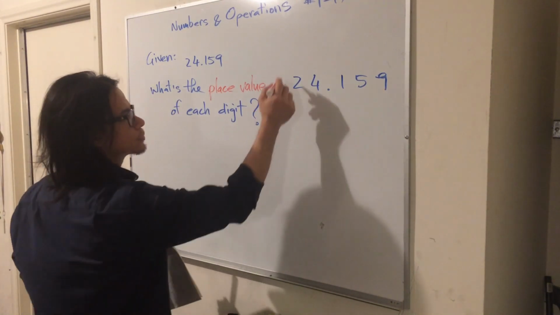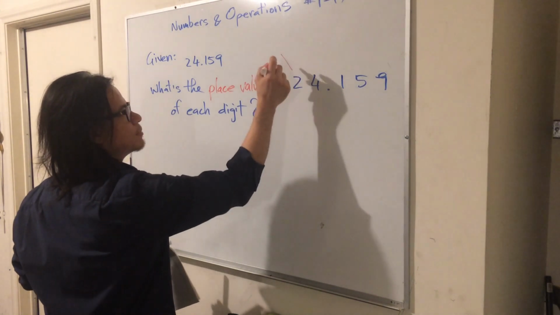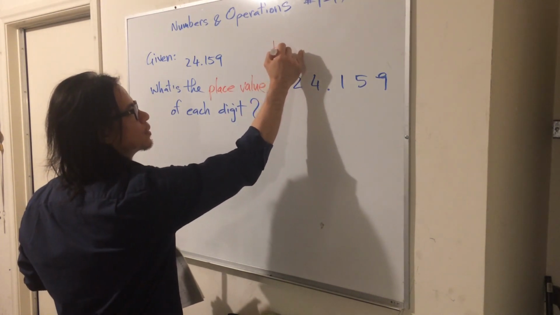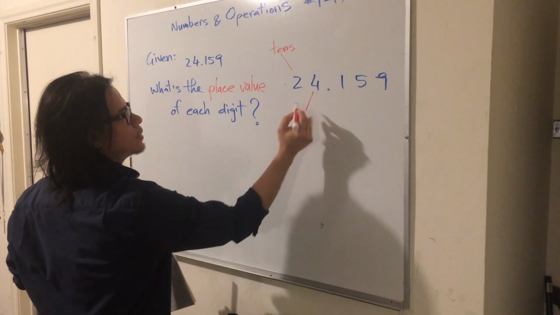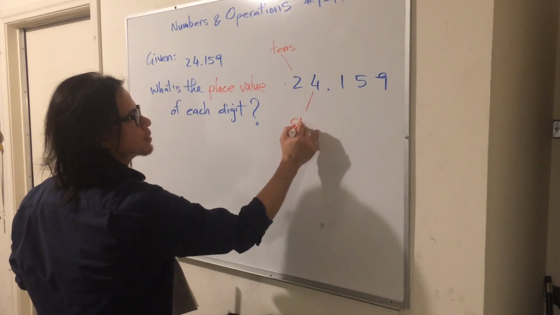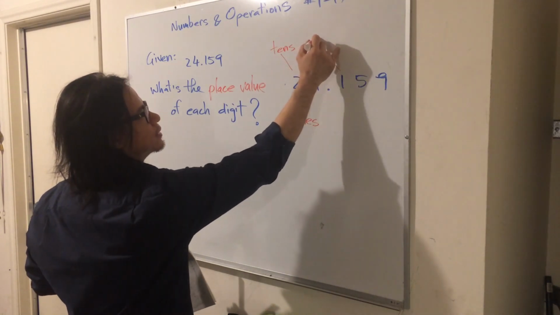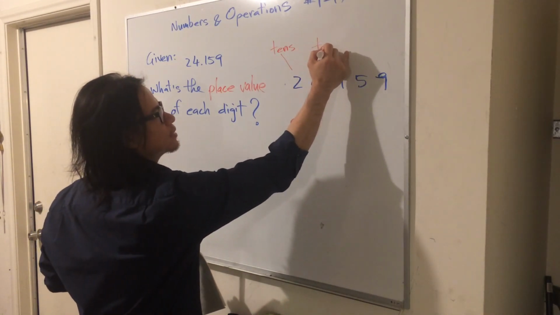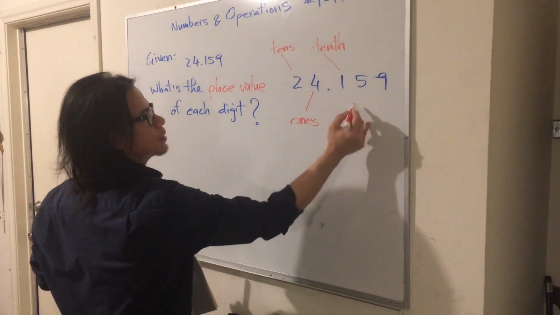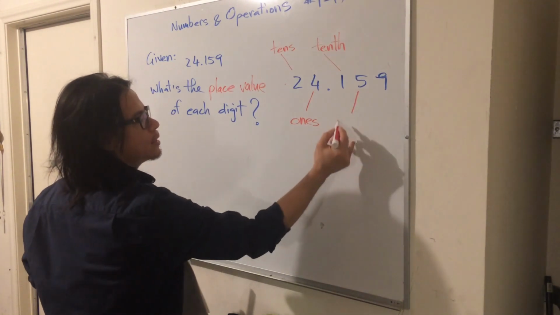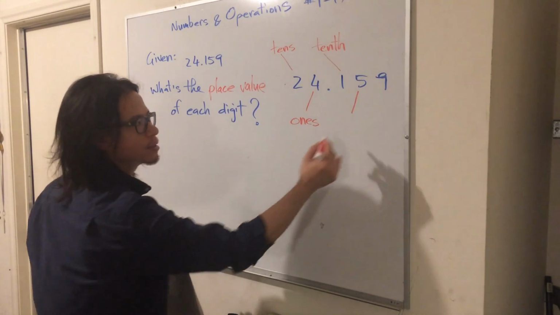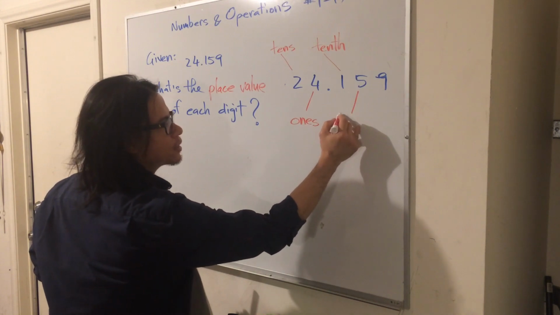The 2 in this example is the tens place. The 4 is the ones place. The 1 is the tenth place, tenth with the th. Okay, the 5, can you guess what that is? Hundredths.